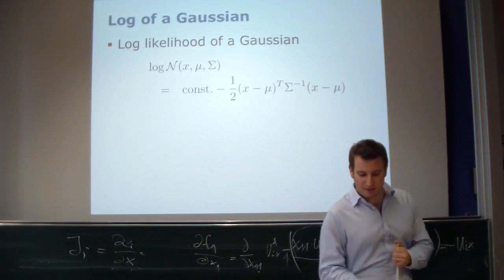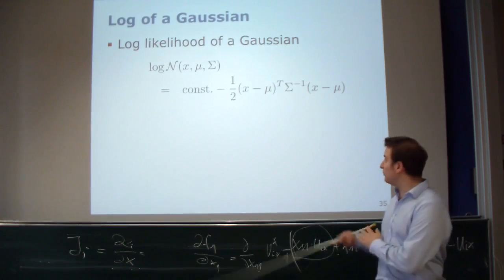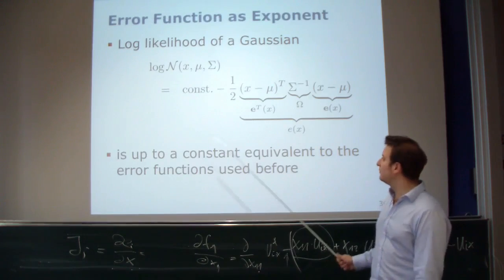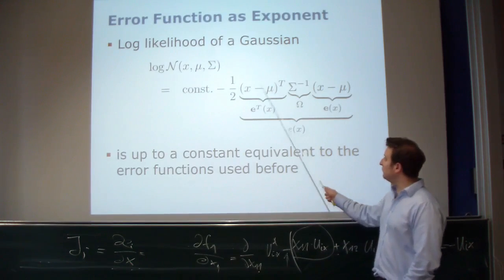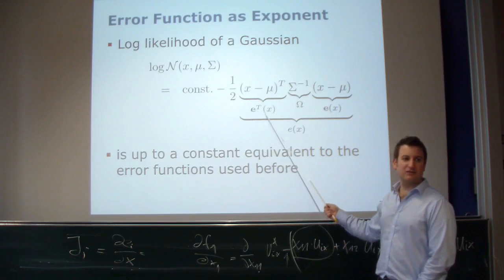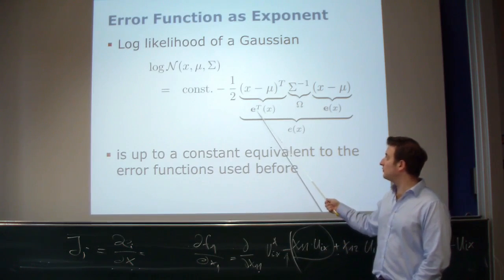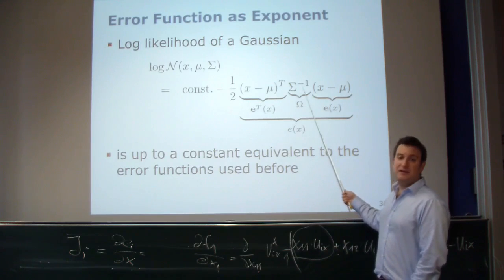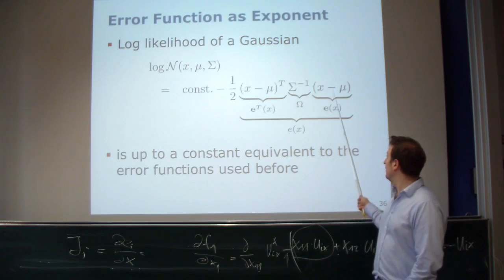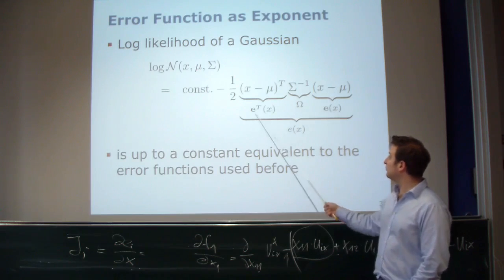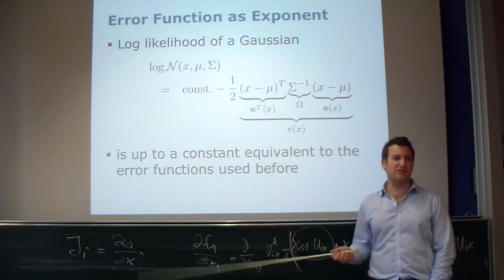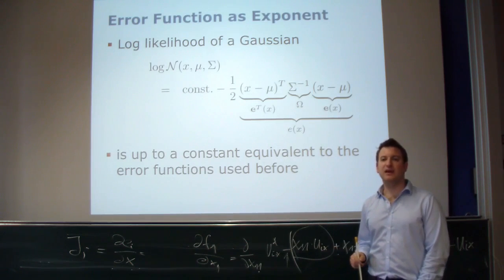Just applying the log. If you look at these terms very carefully, this is very similar to my error function. So these terms over here are just my vectorized error function. The inverse of the covariance matrix is my information matrix. And this is the non-transposed term over here. So this whole term is exactly my term e of x, my scalar error values.